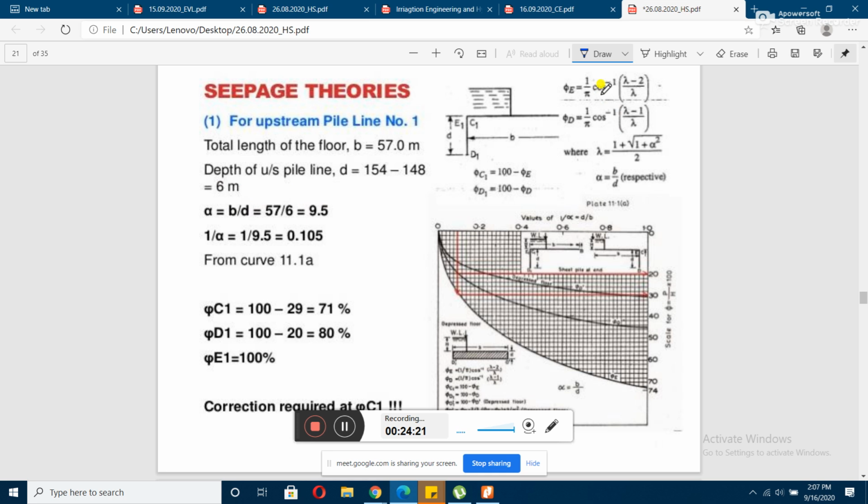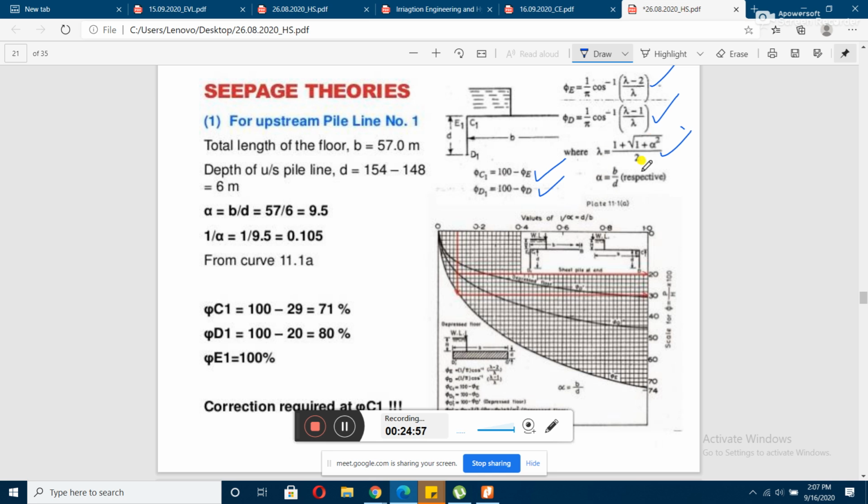If you substitute these values, you know the value of alpha, that is 9.5, so you can find the value of lambda, that is 1 plus root over 1 plus alpha square, whole divided by 2. So lambda is known to us. From that we can find the value of phi E, and the value of phi D. From that we can find the value of phi C1 and phi D1.